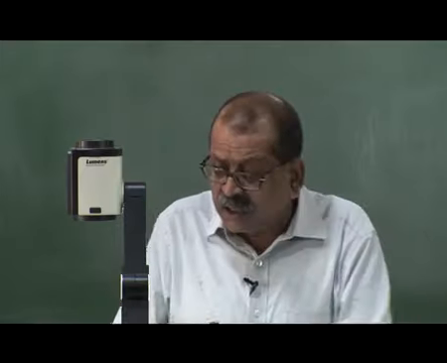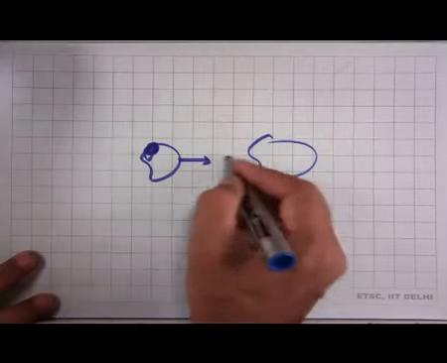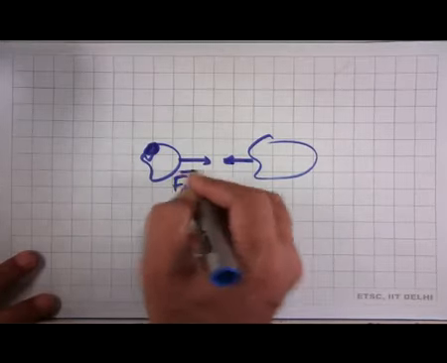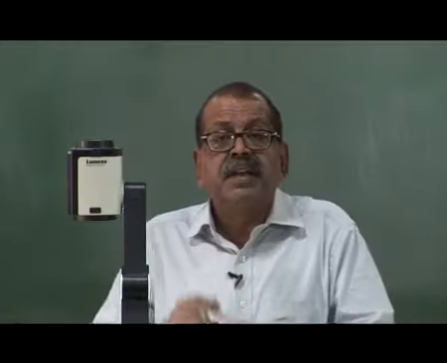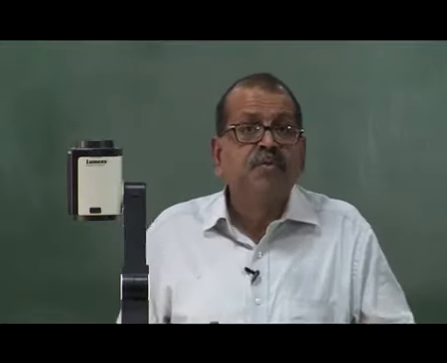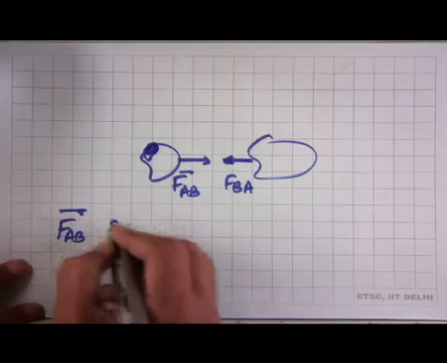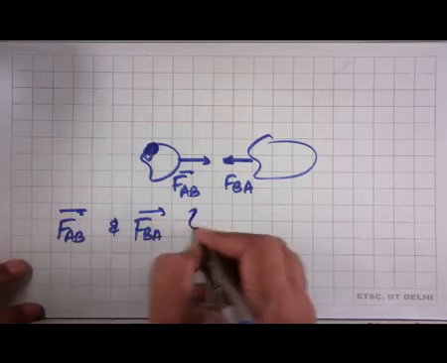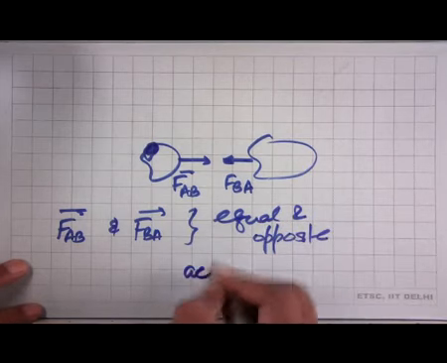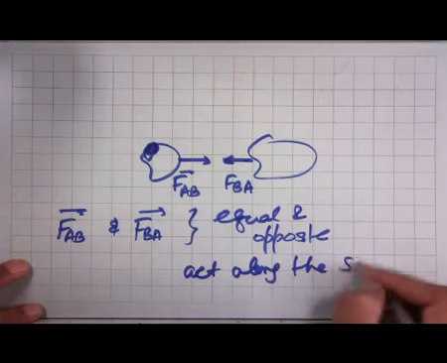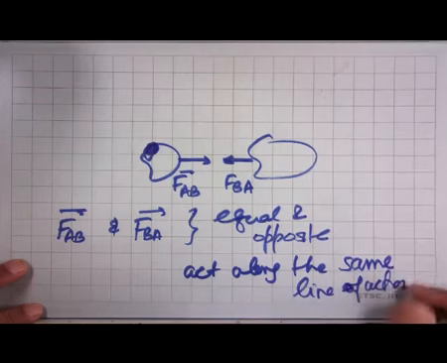Now, another thing which will happen when we talk of rigid bodies, which we have not discussed here, is that we have said this is FAB, FBA. Newton's third law, when we take it in a bigger sense, when we extend it from particles to rigid bodies, will also tell us that FAB and FBA are equal and opposite, and they act along the same line of action.